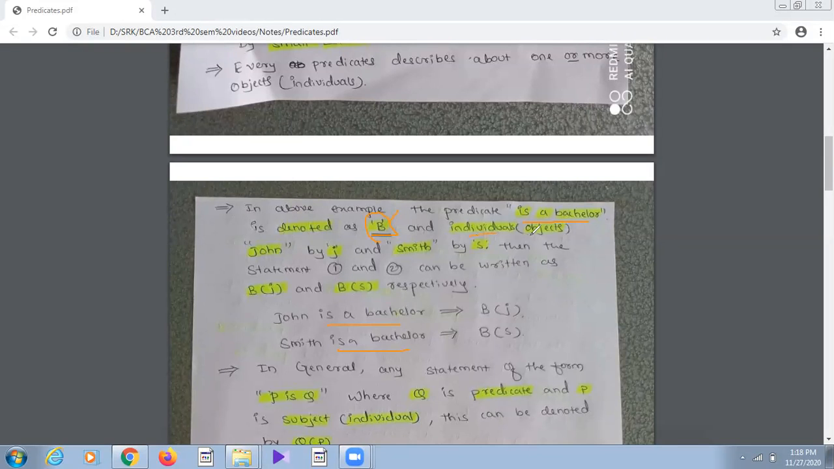Next, the individuals or objects, what are the objects here? John and Smith. John is denoted as J, and all the objects and individuals are denoted as small letters. So here John is denoted as small j, and Smith is denoted as small s. Then this primary statement can be written in symbolic form, that is B of J and B of S. This is the symbolic form of the primary statements.